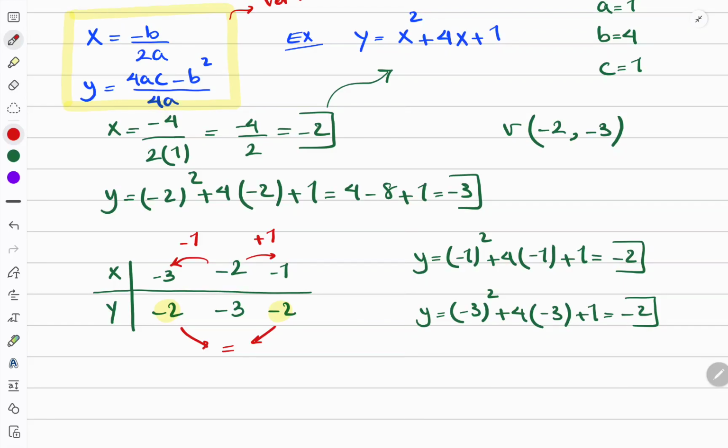And the reason is because a parabola is symmetric. If you move 1 unit to the left or right from the x coordinate of the vertex, the y values will be the same, something like this. This is the vertex, move 1 unit here, the y is here, and move 1 unit to the left and the y is exactly the same because this graph is symmetric.